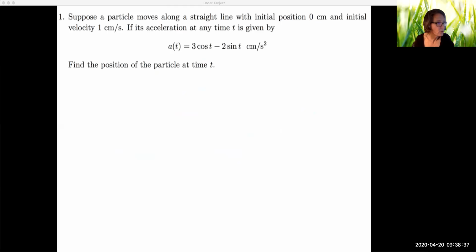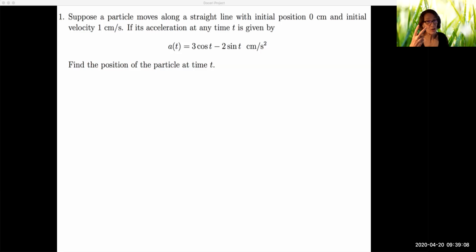So let's try. As I said, there's 2 handouts, and the first handout on Canvas is just these 2 examples, just to save you time writing them out. This is on the first handout, the lecture examples. It says, suppose a particle moves along a straight line with initial position 0 centimeters and initial velocity 1 centimeter per second.